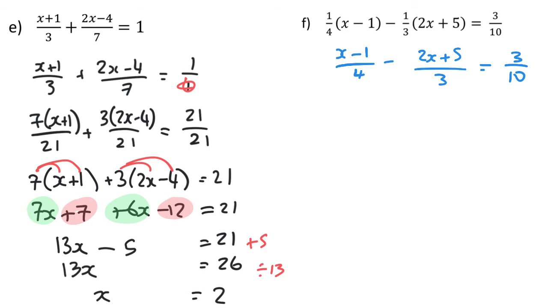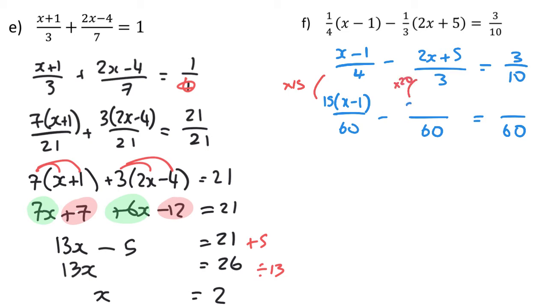The common denominator between 4, 3 and 10, that's actually 60. So we're going to have to write everything as a fraction over 60. So to get from 4 to 60, we need to multiply by 15. And that's going to leave us with 15 upon x minus 1. To get from 3 to 60, we multiply by 20. And that's going to give us 20 times 2x plus 5. And to get from 10 to 60, we multiply by 6. So multiplying the top by 6, so 3 6s are 18.